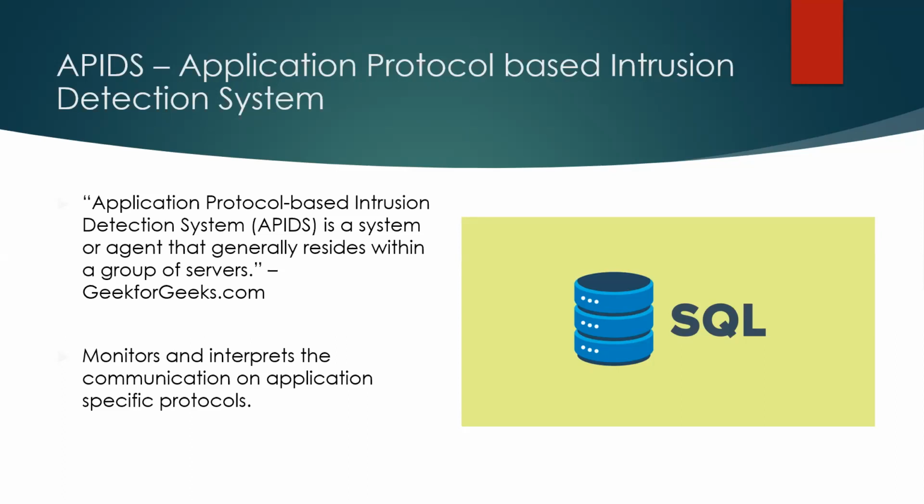For example, this would monitor the SQL protocol as it interacts with the database in the web server. APIDS shares the same disadvantages as PIDS, so you'll commonly see this deployed alongside other systems.